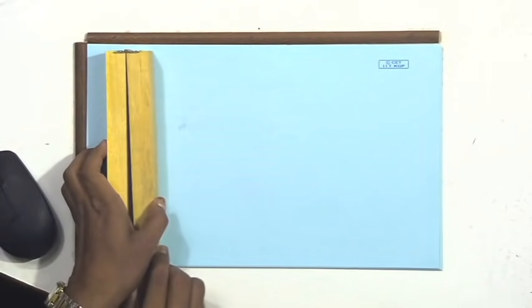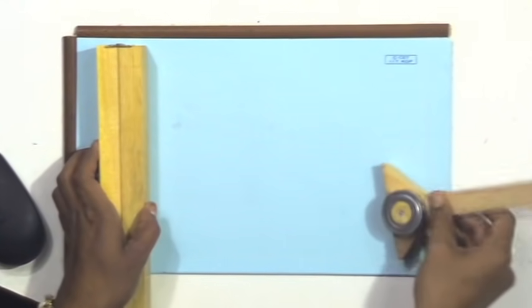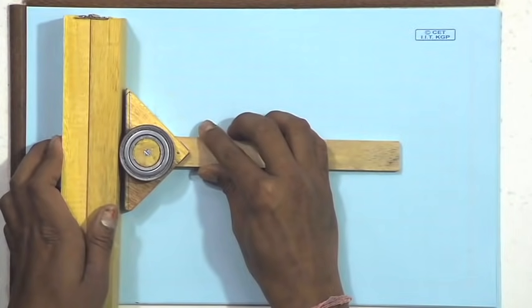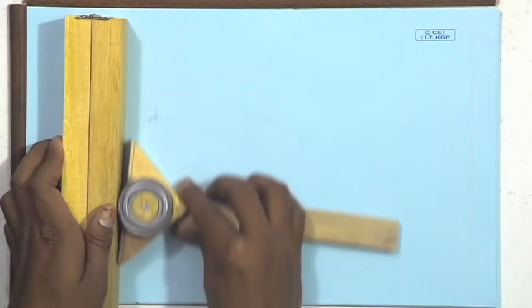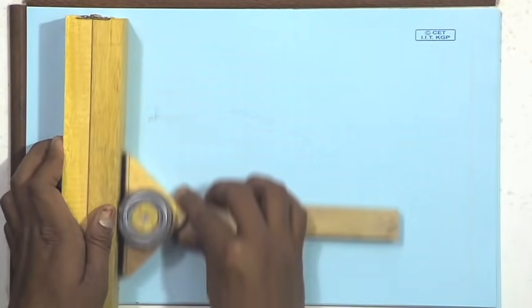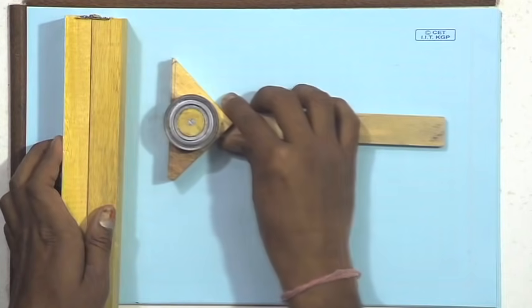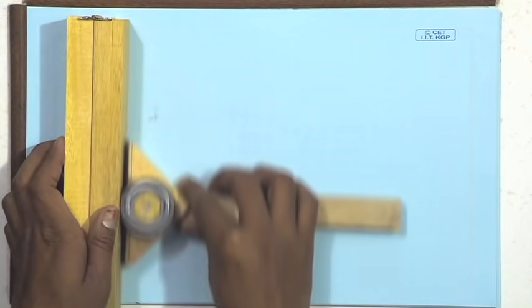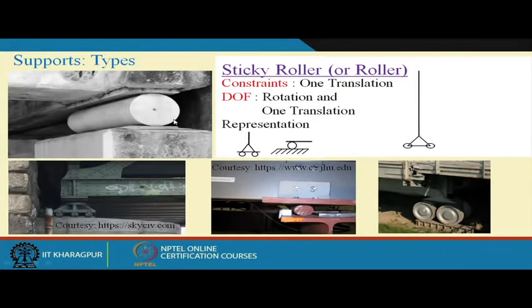Now, the next support is roller support, where only one translation is allowed. This is roller support, if you see. It can slide over this support, you see. So, this translation is allowed. But it will not leave the ground, that is why it is sometimes called sticky roller. So, this is the example of roller support. Now, if you see, these are some figures which can tell you how the roller support may look. So, these are different kinds of support we can have in a structure.